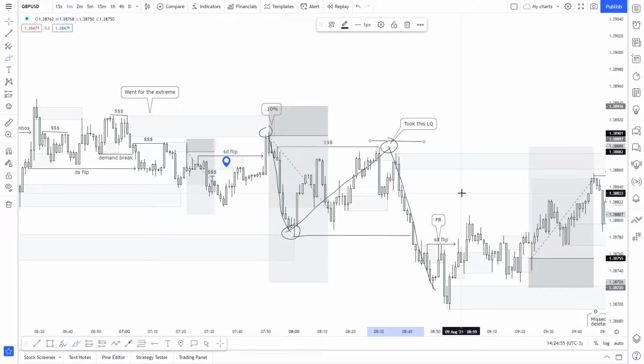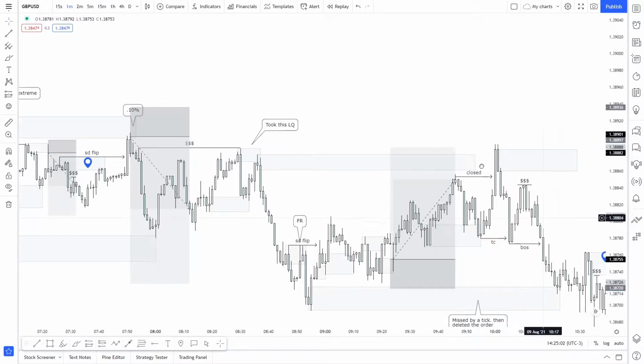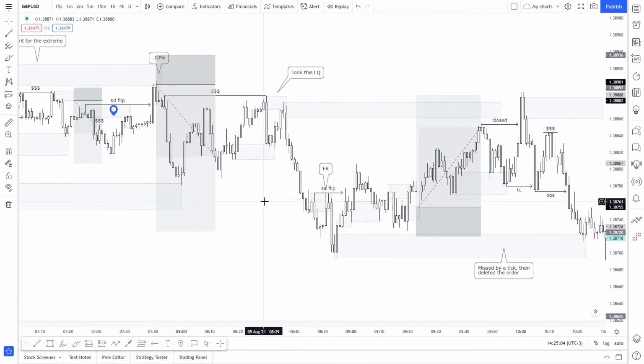not continue with that trend, right? In this case, it actually didn't do that. It didn't respect that high, took the liquidity, and then did continue to go down, as you can see, but we'll get into that in a second.